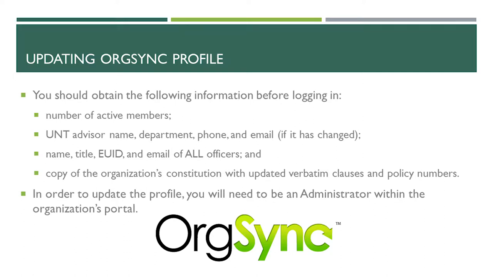We use this information to contact you by email and phone, and we want to know which departments you're in, so make sure that they're entering your information correctly. And then make sure that they're also entering a name, title, EUID, and email of all of their officers. If I see that any of that information is missing, I contact them right away and ask them to add that, because like I said, we use this for eligibility checks.